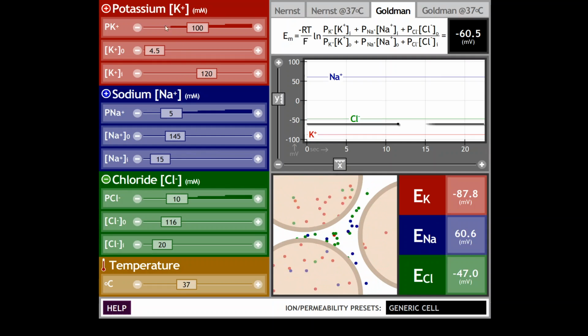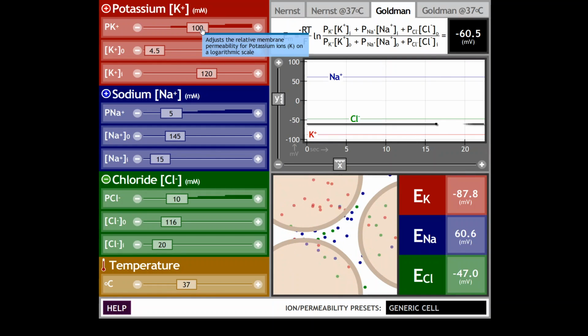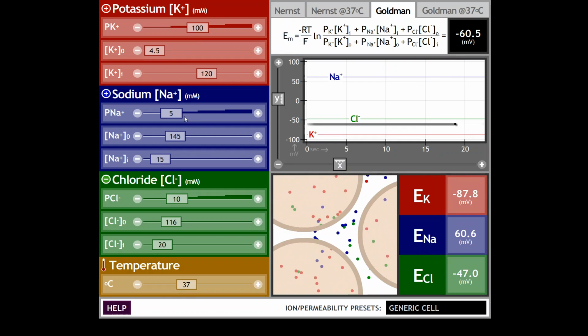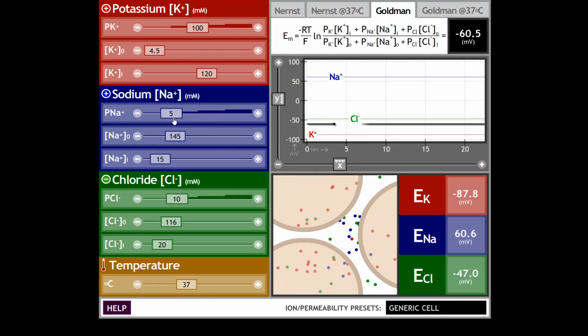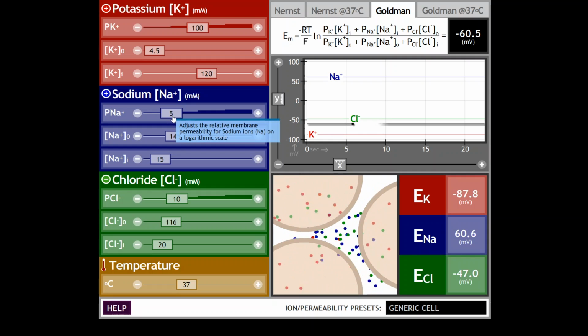So here it's saying the relative permeability of potassium is 100. That means it's 100 times greater. Actually, it's 20 times greater than the permeability for sodium, which is here set at 5. So that's how we simulate opening and closing channels.